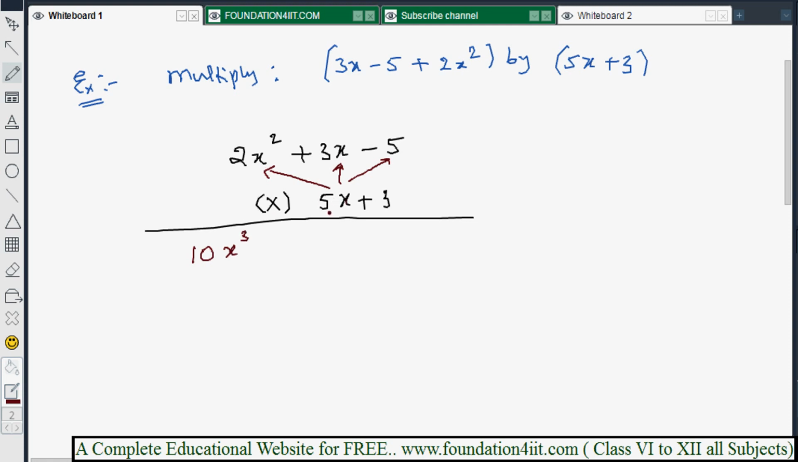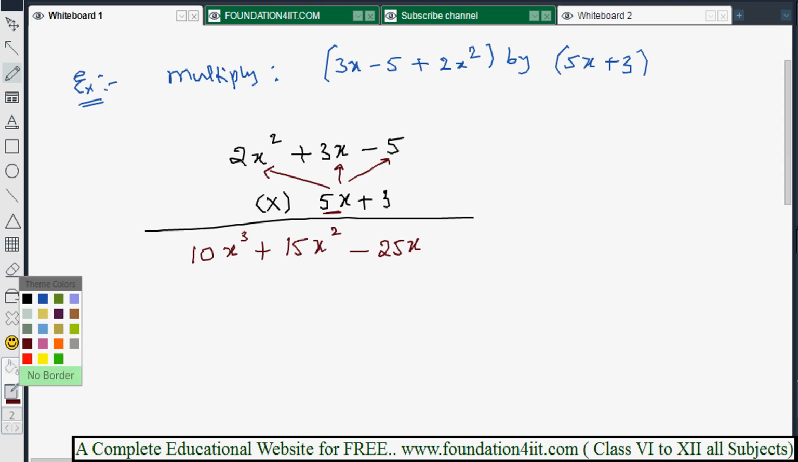Again with 5x, 3x. Plus into plus is plus, because 5x is positive, 3x is positive. 5 3s are 15. x into x, x square. Now take again 5x and multiply with minus 5. That is minus 25x. Okay, take this first term and multiply each and every term in the multiplicand. Now take 3. The next term is 3. Now take this 3, again multiply each and every term in this.